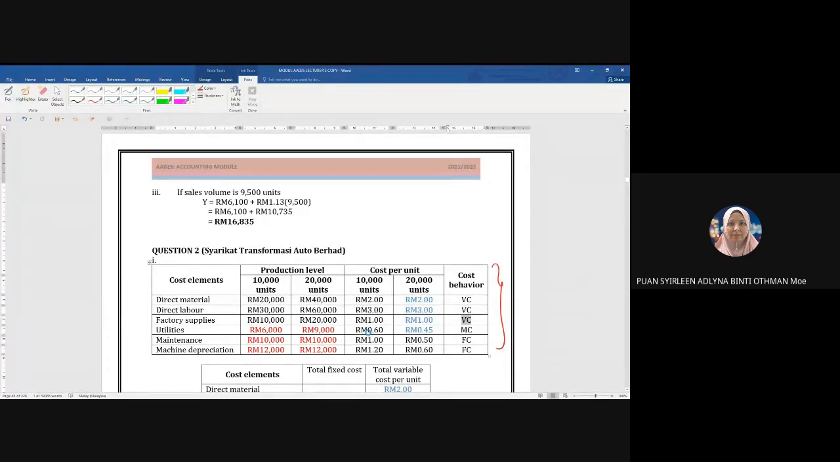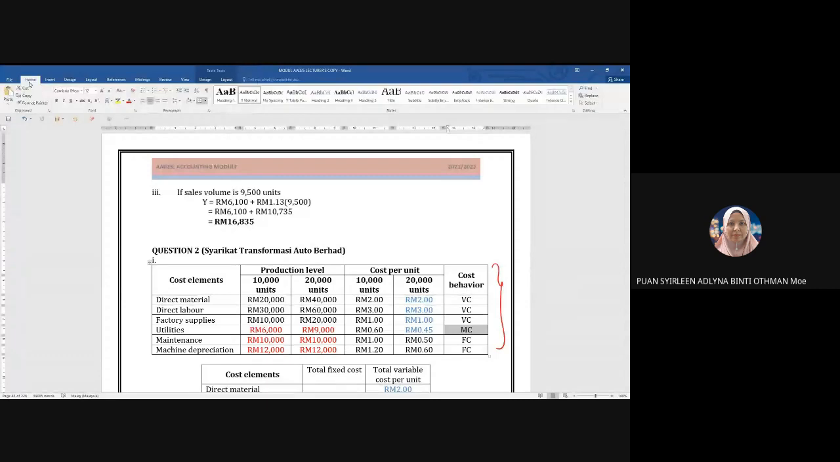Okay, alright. For utilities, you can see both levels are not the same in terms of per unit. You look at the total, it is also not the same. That means the total is not the same at both levels, and the per unit is not the same at both levels. So that means your utilities is your mixed cost. Okay, alright. Look at maintenance, the per unit at both levels is not the same, but in total it is the same.